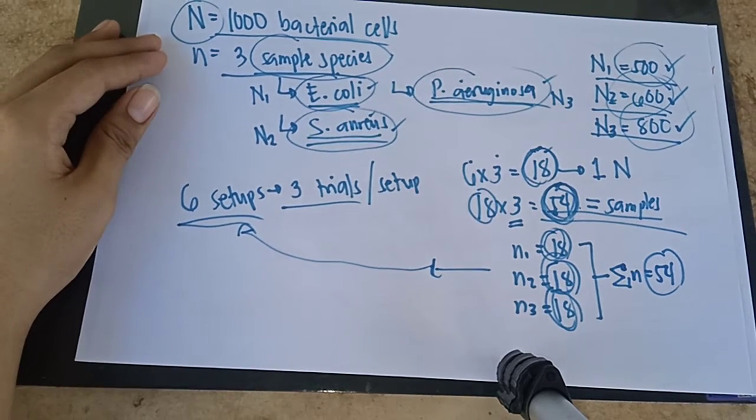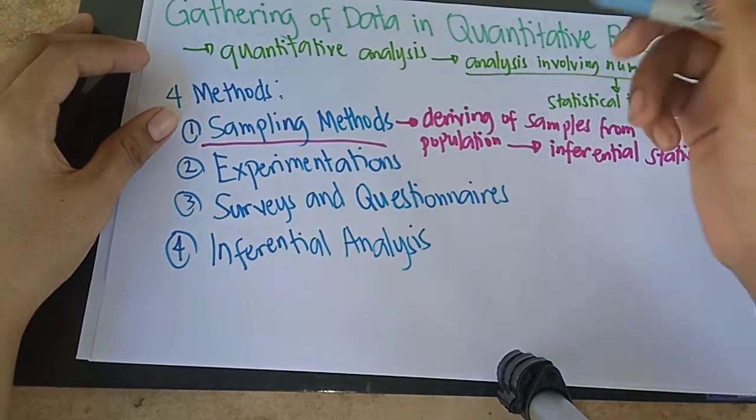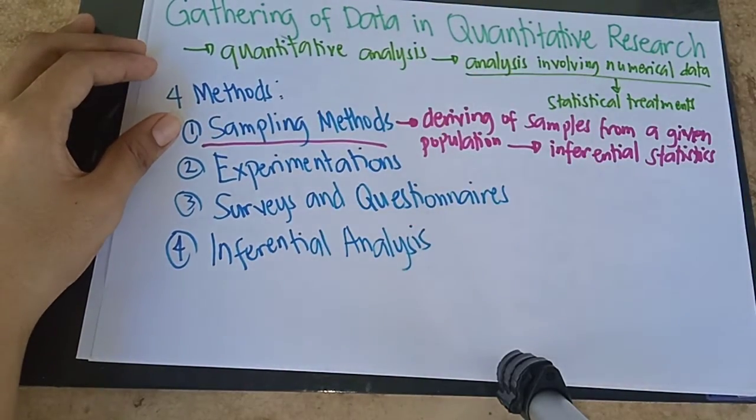Now, in continuation with the 4 methods of gathering data in quantitative research, we have number 2. We have experimentations.